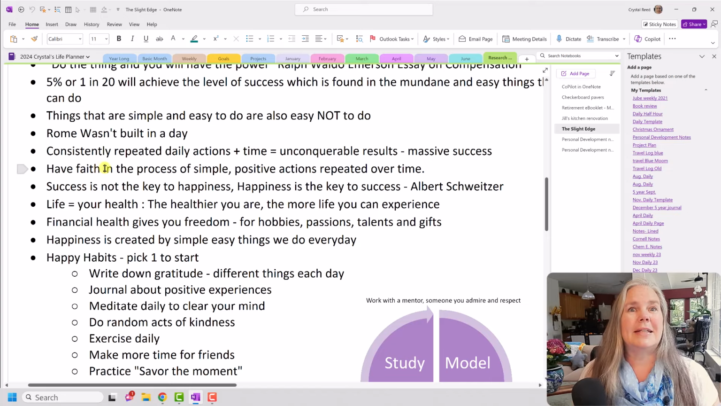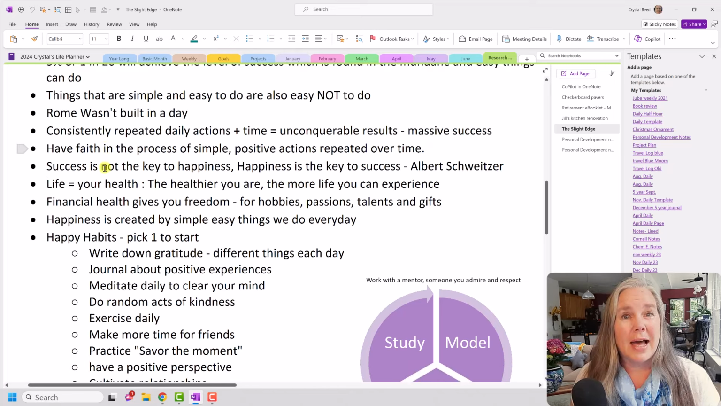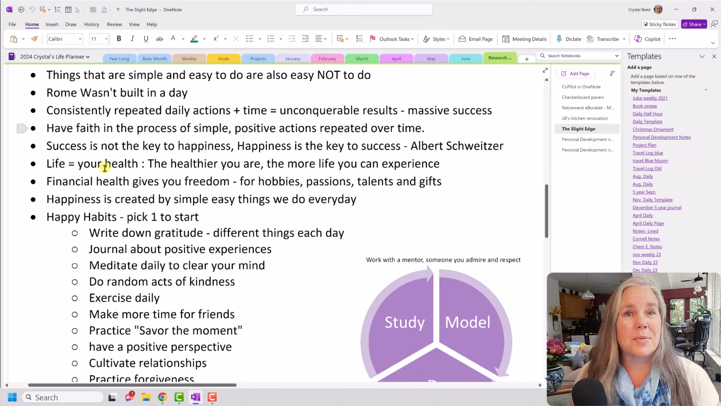So you're getting the idea here, right? He's really pounding this into us that we have to do these things. We have to show up. We have to do the work. And eventually the success will come. This one, though, by Albert Schweitzer, I love this. Success is not the key to happiness. Happiness is the key to success.